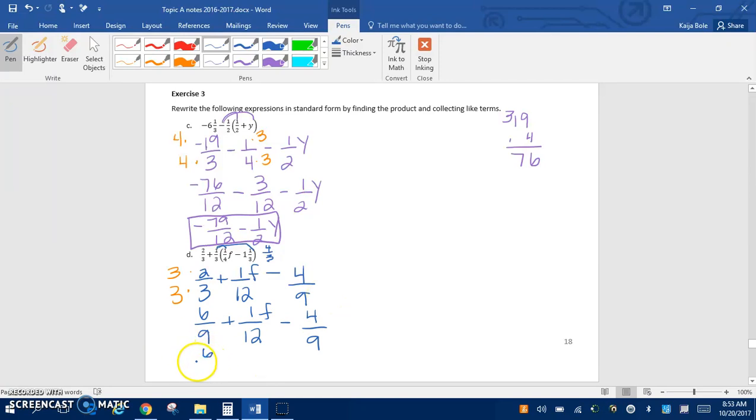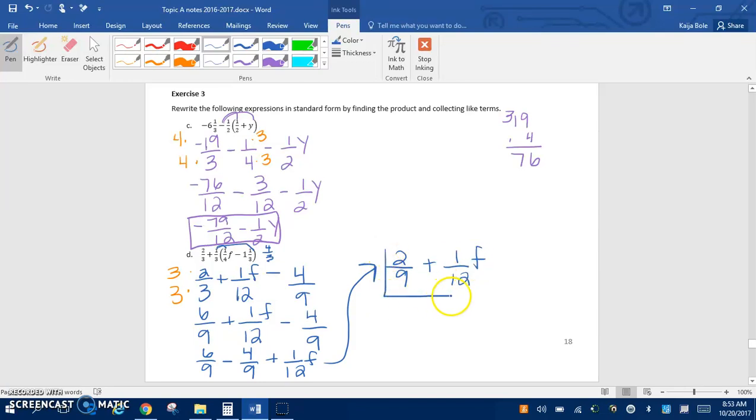So I have 6/9 minus 4/9. I just moved it over so I could see it better. And then plus the 1/12 f at the end because we can't do anything with it. So now we can see 6 minus 4 gives us 2, so we get 2/9, and then just plus the 1/12 f. And that's as much as we can do with that one.